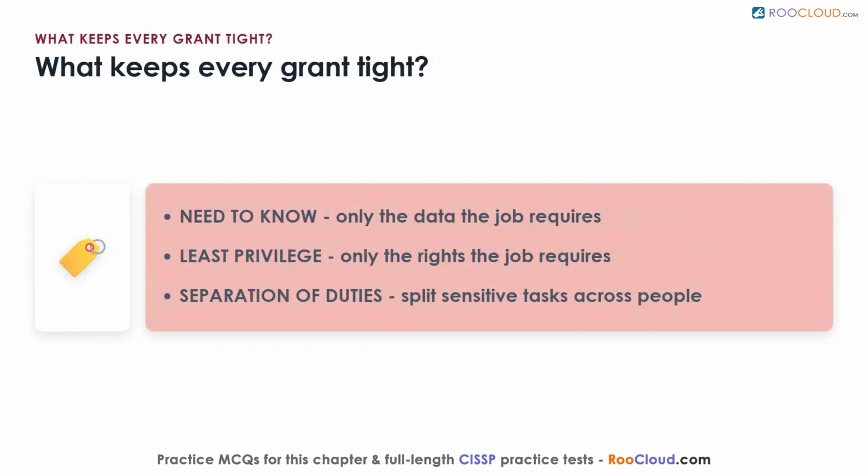What principles keep every grant as tight as possible? Three work together. Need to know limits people to only the data their job actually requires, even if they hold a broad clearance. Least privilege goes a step further and limits their rights to take action, not just their view of data. Separation of duties splits sensitive tasks across two or more people, so no single person can commit fraud unchecked. Together, they form a quiet system of checks and balances that keeps power distributed.